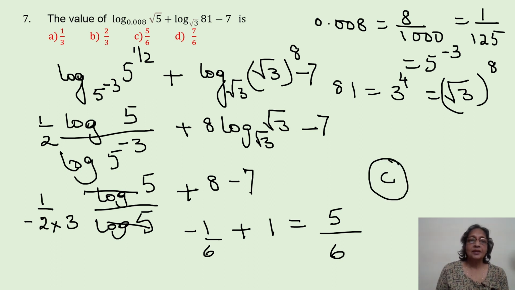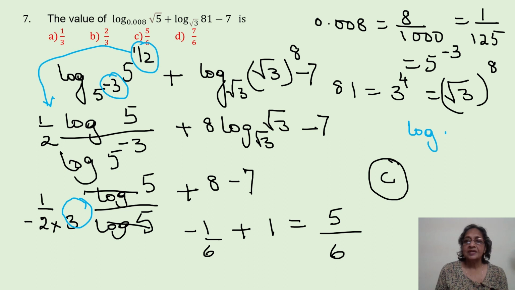See what we have done here. This half has come here, and this minus 3 has come here in the denominator. The property that we have used here is log of a raised to m to the base x, which is m log a to the base x. All right.